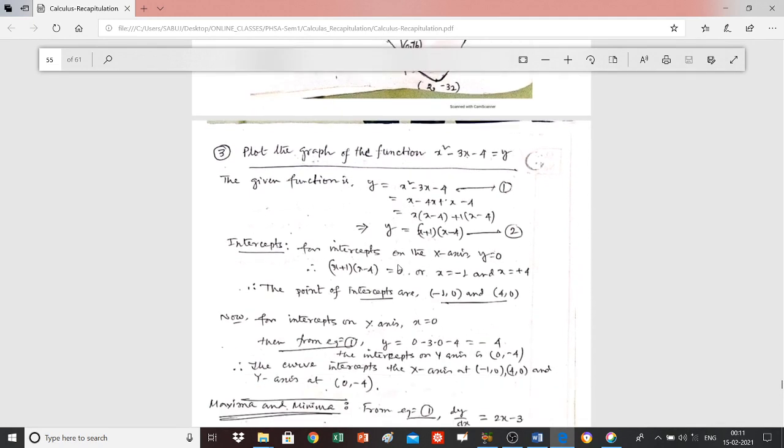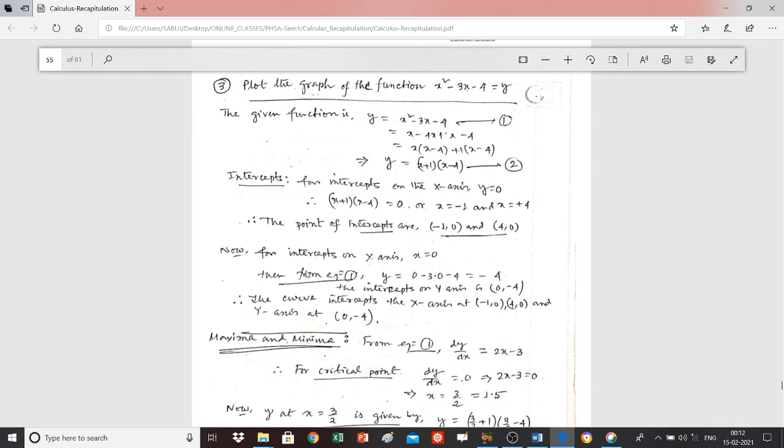Next one is plot the graph of the function x square minus 3x minus 4, that is equal to y. So y is this, so just factorize it. You have obtained this. Now the point of intercepts on the x-axis: for the point of intercepts on the x-axis, the y should be 0. So this should be 0, and from here you obtain x is equal to minus 1 and x is equal to plus 4. So the point of intercepts on the x-axis are minus 1, 0 and 4, 0.